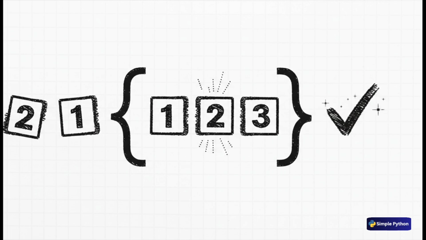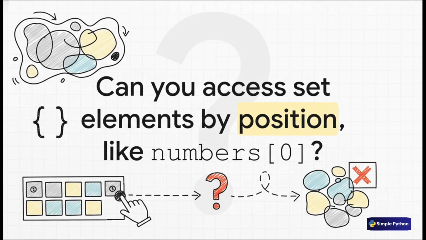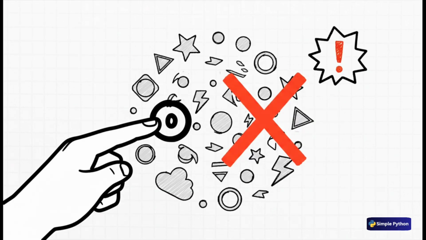Pretty cool, huh? Okay, so a good question pops up here. If we can put things into a set, can we pull them out using their position? I mean, with lists, you could just grab the first item with an index, like numbers[0]. So you might wonder if you can do the same thing with a set. And the answer is a hard no. Remember that bag of marbles? Since there's no order, there is no first or second item to grab. If you try to access an element by its index, Python's going to stop you with a type error. And that's not a bug, by the way. It's actually a core part of what makes sets so fast.